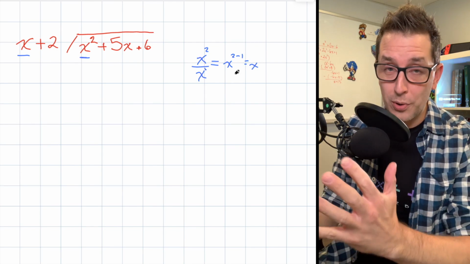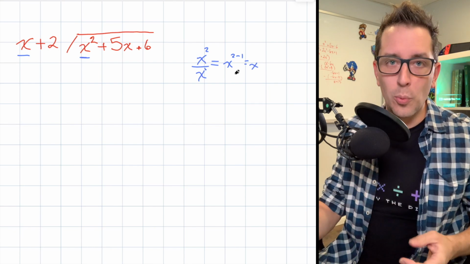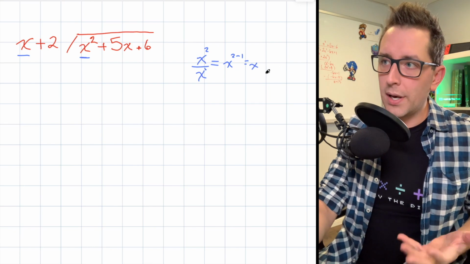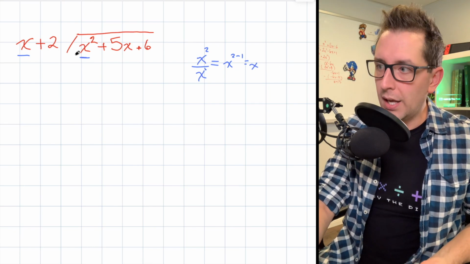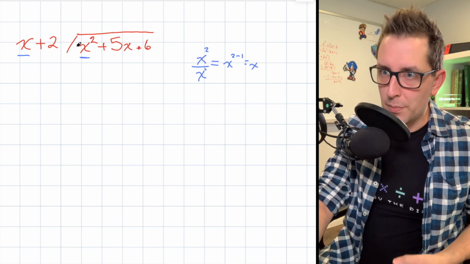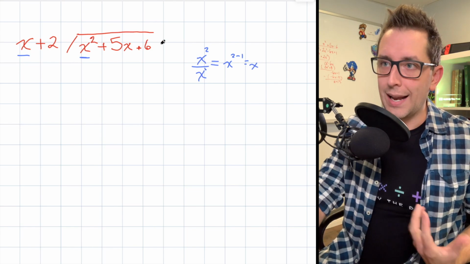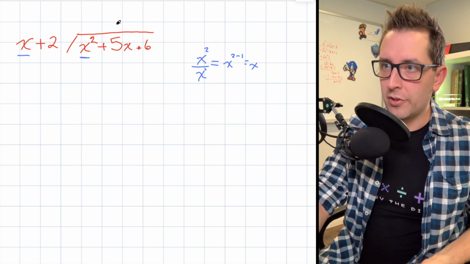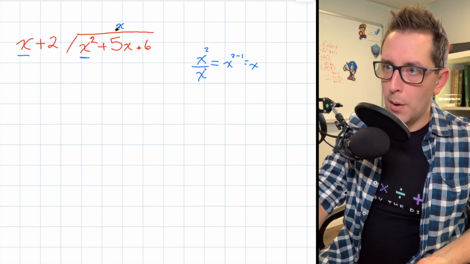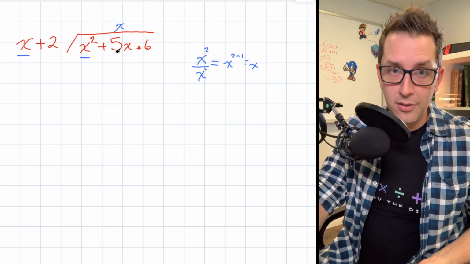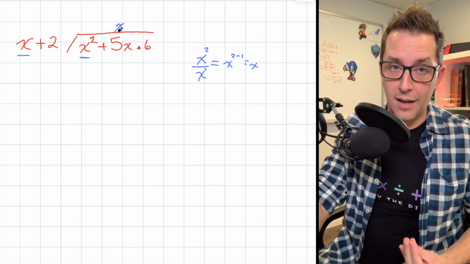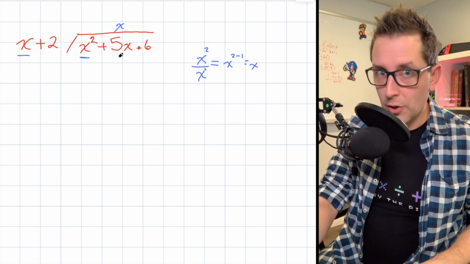So I like to write that whole process out off to the side so I can make this a lot more visual. Now, what am I going to do with that result? I took my first term of my dividend and divided it by the first term of my divisor, and I got x. Well, I'm going to put that x right up top here, above the x term in my dividend. So above this 5x, I'm going to write that x. That's your first step in your polynomial long division process.